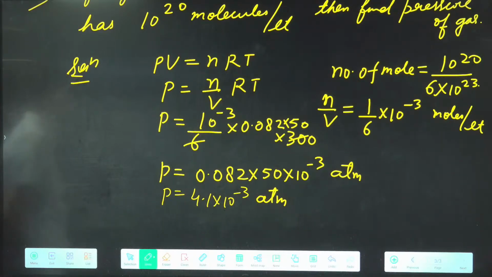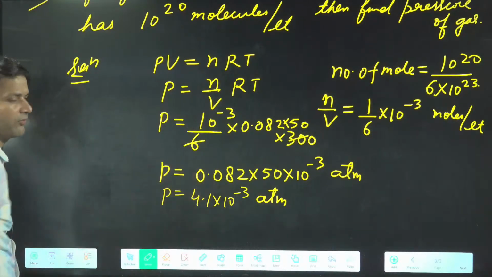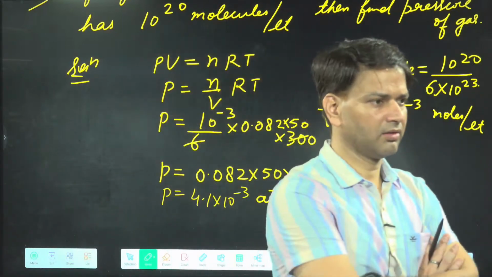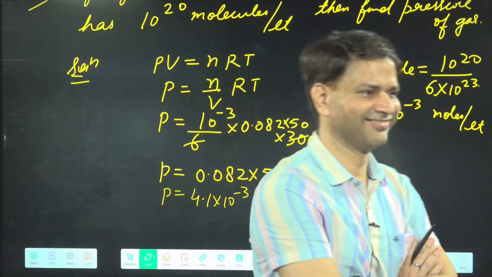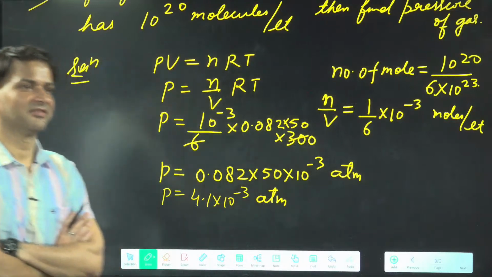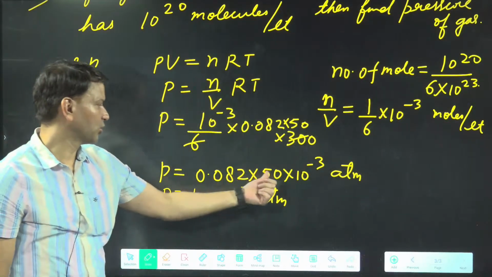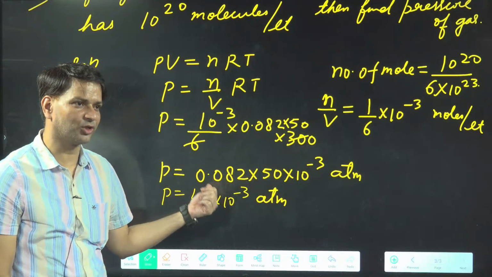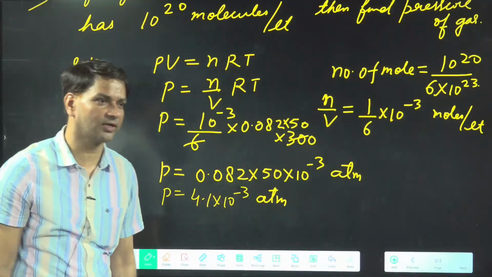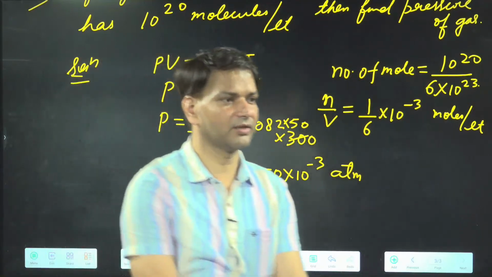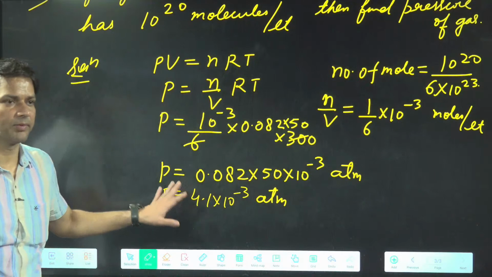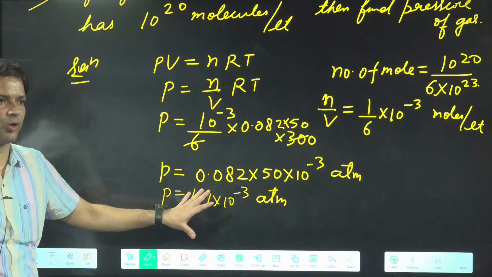So many calculation problems are there. 0.082 when you multiply with 50, Sindhu, what will you get? You will get 0.82 when you multiply with 10. 0.82 into 5, you will get more than 1. So how will you get the minus 4? Everybody got it or not? 4.1 into 10 to the power minus 3 ATM.